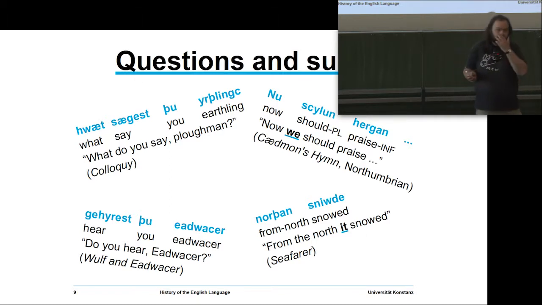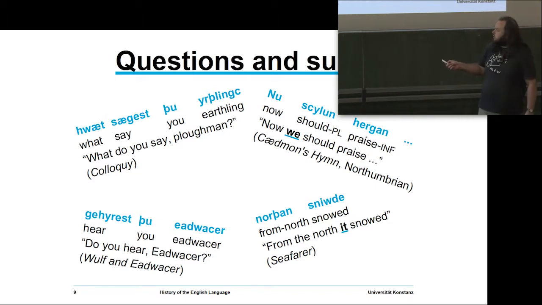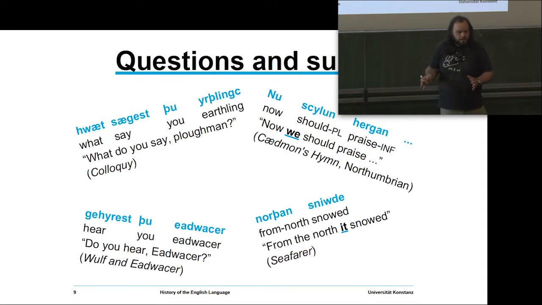Down here, similarly, is a yes-no question, and here the verb is the first constituent. Again, hier is tú. Hier is tú, Eduardo. So you've got hear you, literally, meaning do you hear, can you hear? But there's no need for an auxiliary. In modern English, you always need some kind of auxiliary, even dummy do, with a lexical verb.